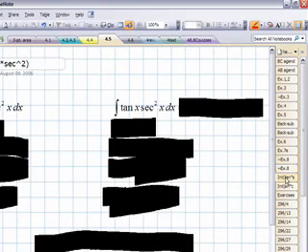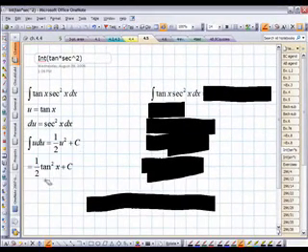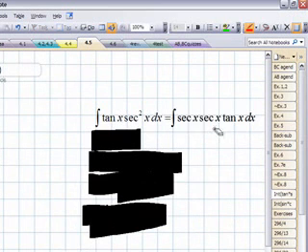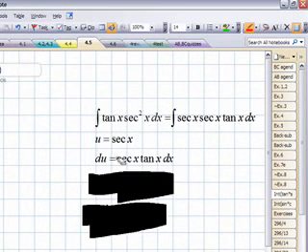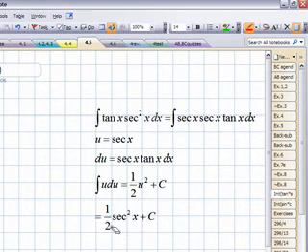A couple more examples. Tan x secant squared. A couple ways to do this. Make u tan x, and then your du is secant squared, so you simply have u du, which is half u squared plus c. So that's half tan squared x plus c. However, I could also split off a secant and write it like this. And now in doing this, I make u equal to secant x. Du is secant x tan x. So again, I have u du, half u squared plus c. And that becomes half secant squared x plus c.